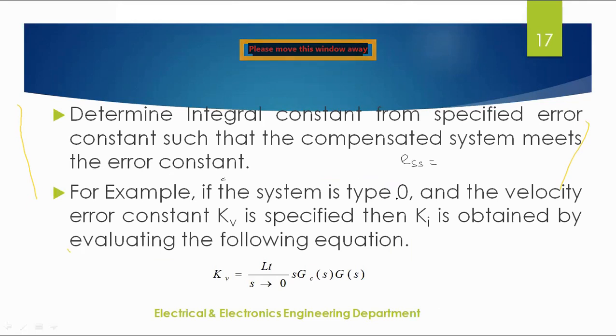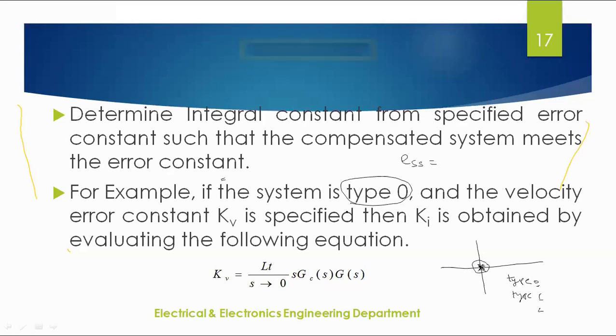For example, my system is type 0. Then how to identify the type of the system? From the transfer function denominator, we check how many poles are lying at the origin. From that, we find out type 0, type 1, type 2. Type 0 means there are no poles lying at the origin. Suppose only 1 pole is lying at the origin, we call it type 1; 2 poles, type 2, like that.